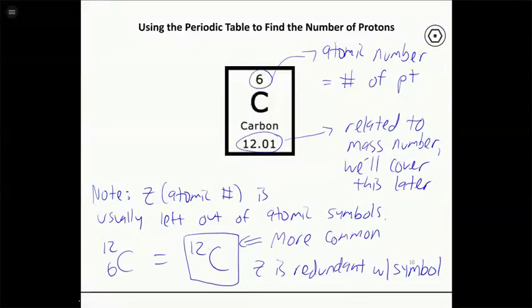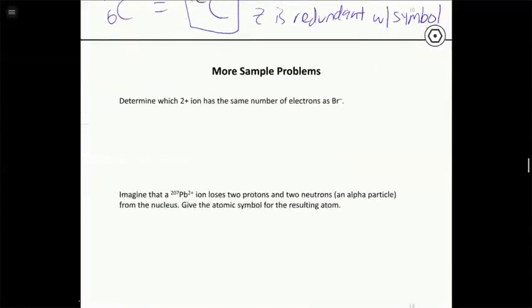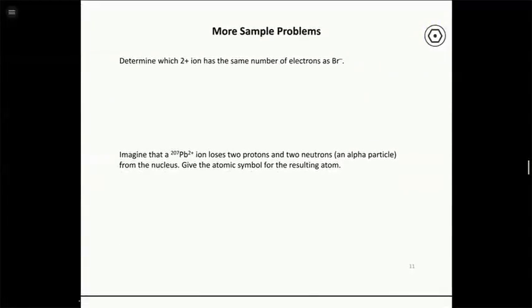All right, so let's close with a couple more sample problems related to isotopes. We're going to determine which 2+ ion has the same number of electrons as Br minus. A kind of convoluted question. For this, we're going to need to use the periodic table to help us, because we're not giving you the full atomic symbol for bromine. We're just telling you that it's Br minus. So we need to figure out from the periodic table how many protons it has, and then use that to figure out how many electrons it has, and so on.